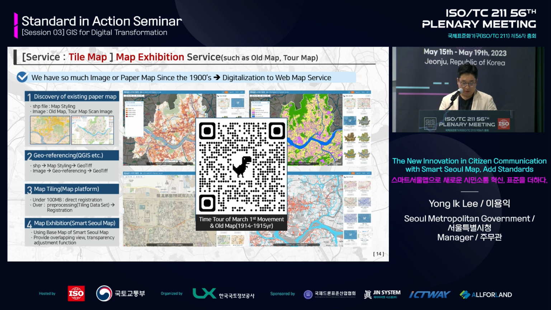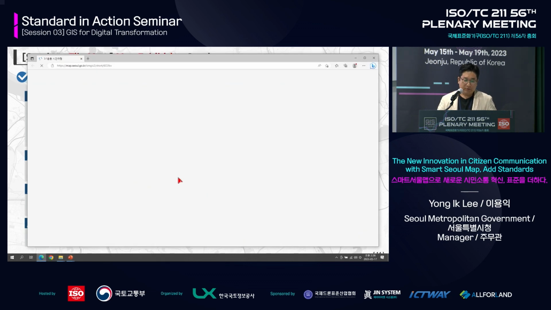Now, you will see the map exhibition service on this slide. This is also available via a code that you see on the screen. Seoul has been providing maps from 1900s, which started as a paper map. Paper maps are also preserved, but what we do at Seoul Metropolitan Government is that we upload the paper maps into the database so that the paper maps are also available along with the digital map. Well, let's take a deeper look.